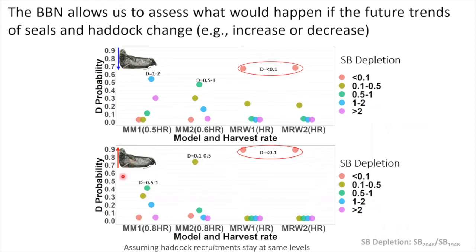Under the scenario seals increase, the chances of recovery decrease in MM1 and MM2. And in MRW models, the results are very pessimistic, with a probability larger than 0.9 that the spawning biomass depletion will be at levels less than 0.1.